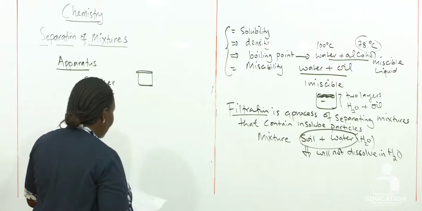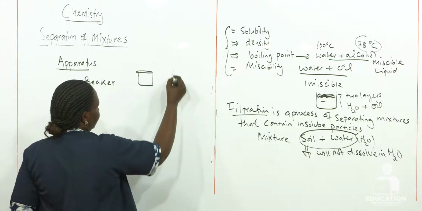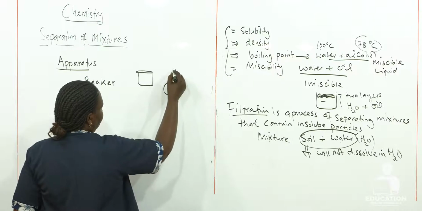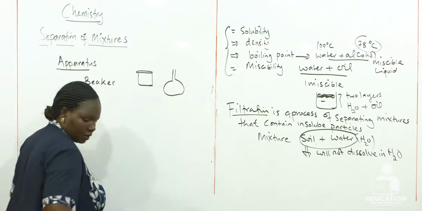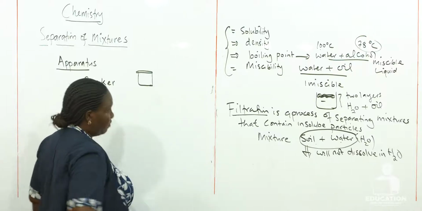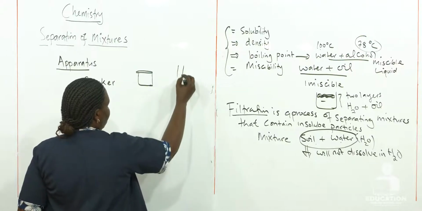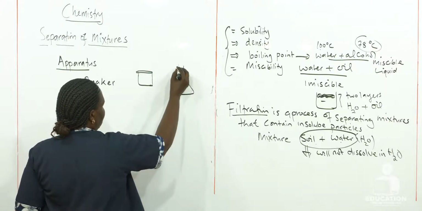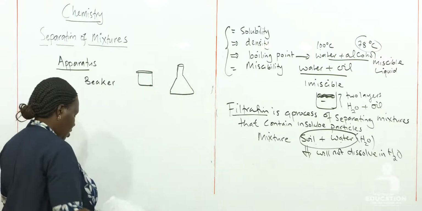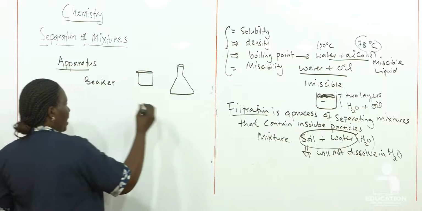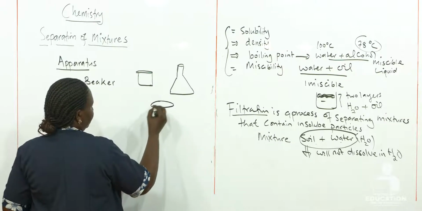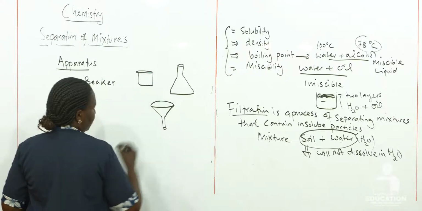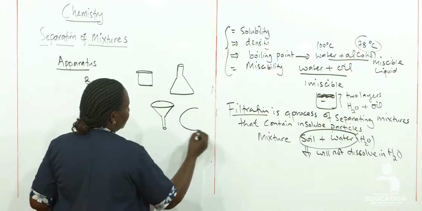Then we must have a conical flask. Sorry, this is a round bottom flask. This is a conical flask. Then we have a funnel. This is our funnel. Then we have a filter paper. It is usually round.